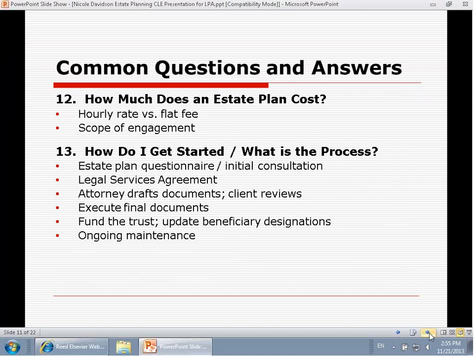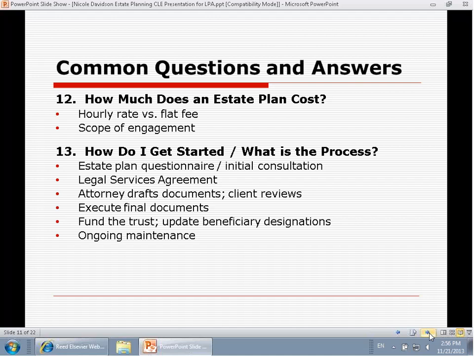How much does an estate plan cost? That's a good question and something to decide at the outset of the engagement. Of course, if the anticipated fee would exceed $1,000, you're required to have a written legal services agreement, and that legal services agreement should explain how much the estate plan will cost, whether that's going to be done at the attorney's hourly rate or it's being offered at a flat fee.